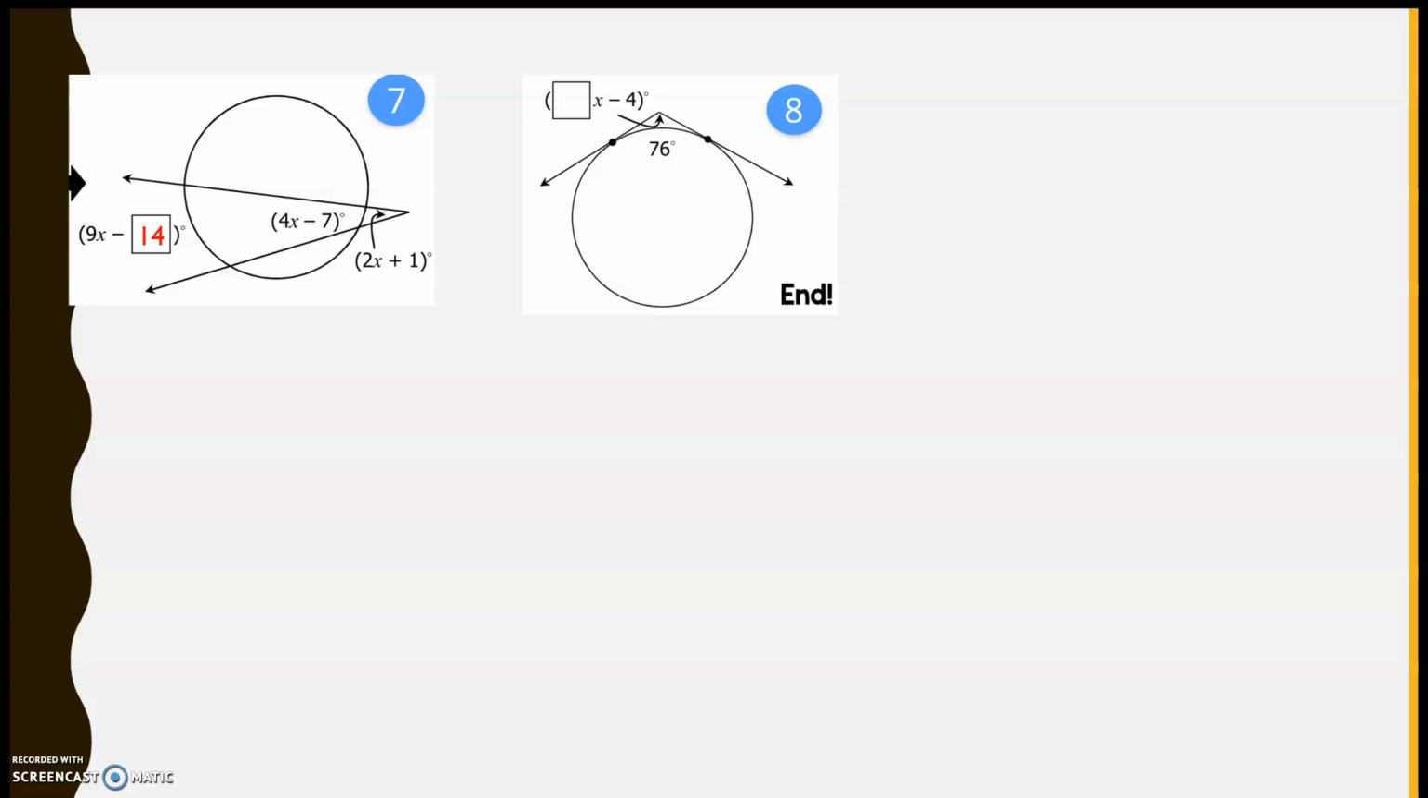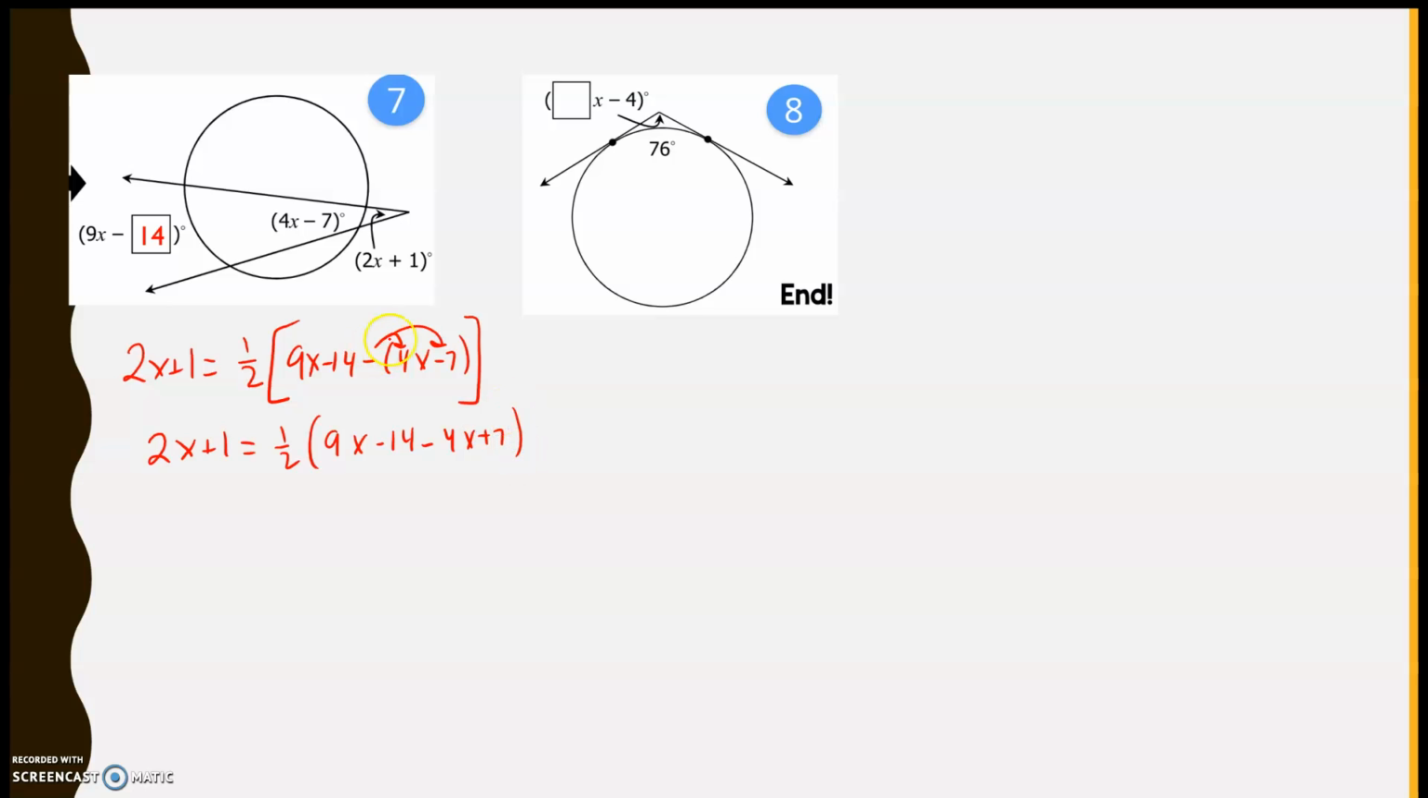So still going through this, number 8 was also a question, but in order to get what 8 is, I have to solve number 7. So for 7, I know that my previous answer is going to be 14 here. So I'm going to solve my outside angle. I know my outside angle, 2x plus 1, is going to be equal to 1/2 of my big arc, which is 9x minus 14, minus my little arc of 4x minus 7. And right here, I have to distribute that negative. So I'm going to get 2x plus 1 is equal to 1/2 of 9x minus 14 minus 4x plus 7. Again, that's where we always make our mistake. We forget to distribute this negative to that second term there.